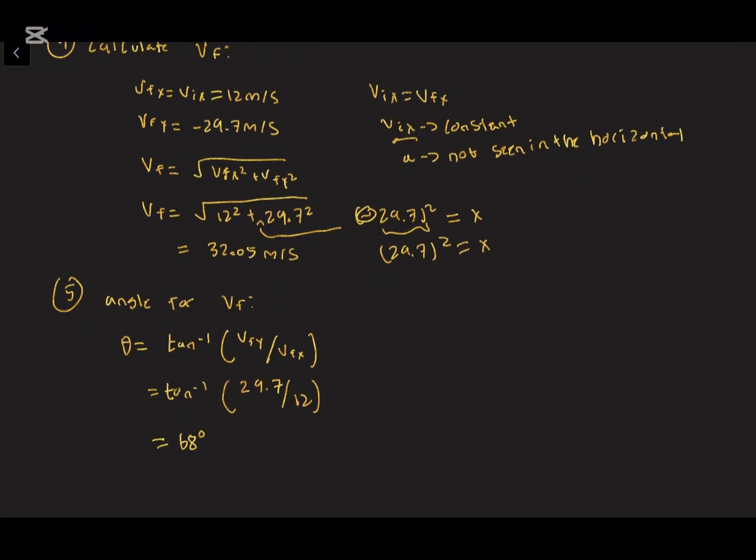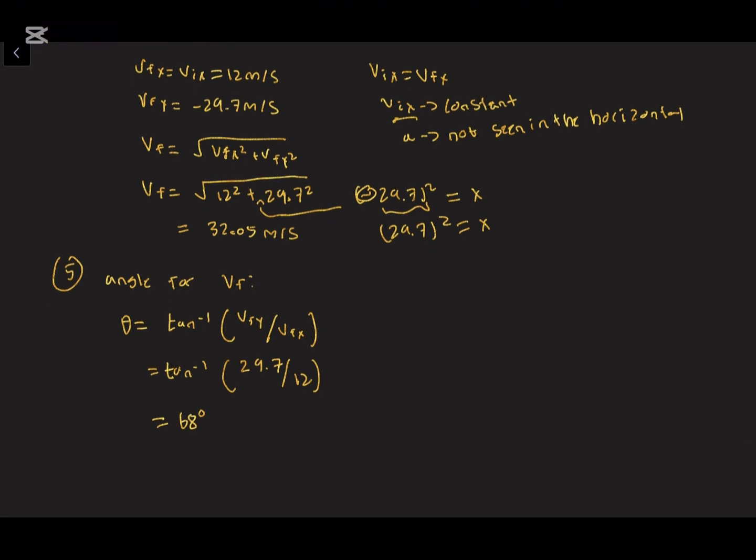Now the last part is to calculate my angle for VF. The angle is a simple equation: theta equals tan inverse of VFY over VFX. So this is the solution for the angle. My final VF is equal to 32.05 meters per second, with an angle of 68 degrees. That is my final VF. You might be asking, how did I get this tan equation? That is based off SOHCAHTOA, which I talked about in my part 1 video.